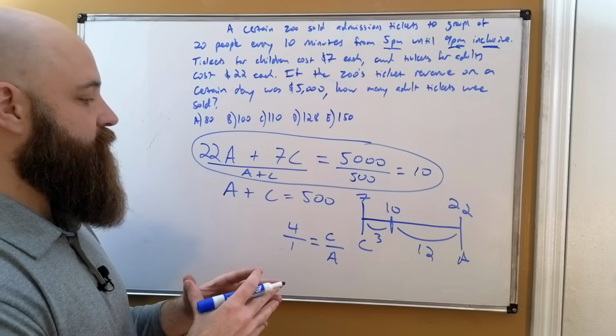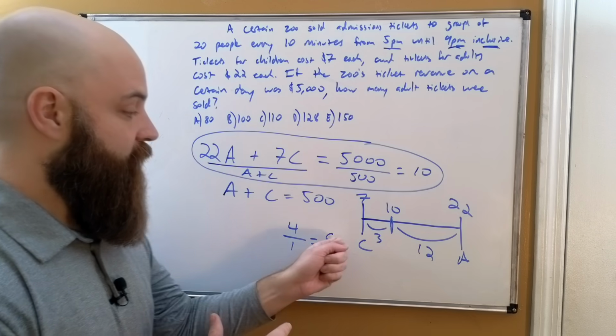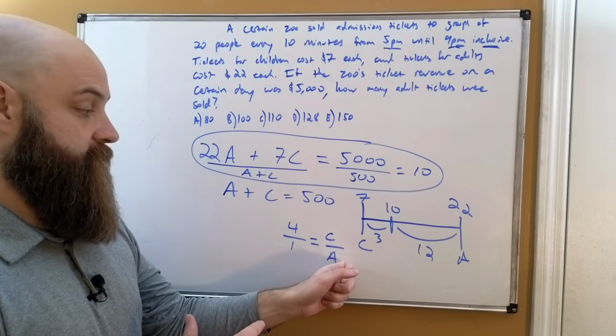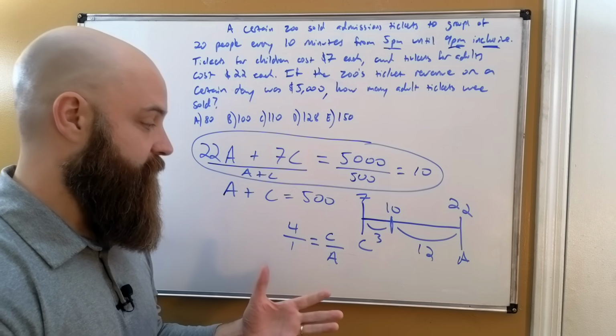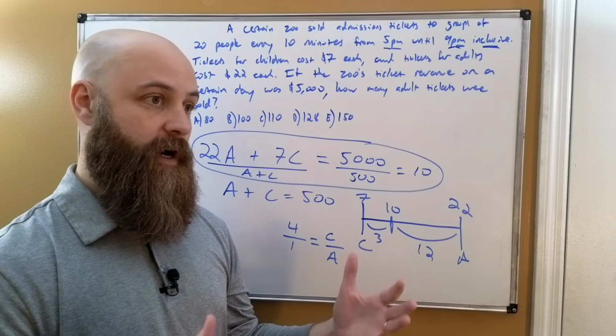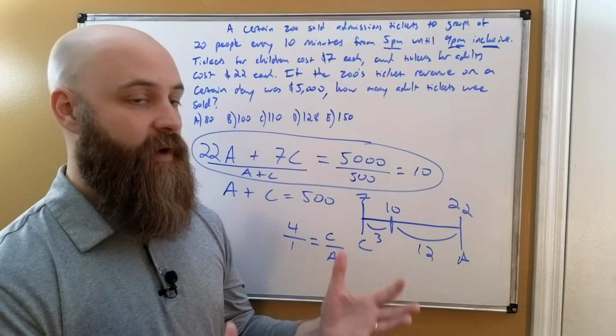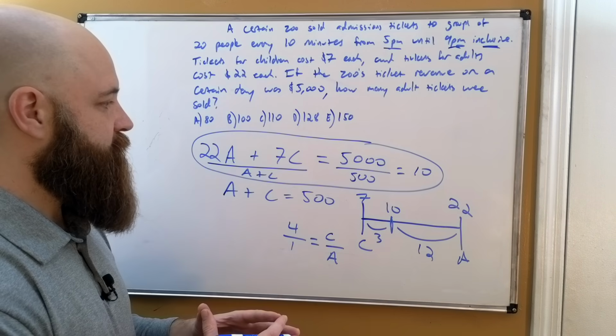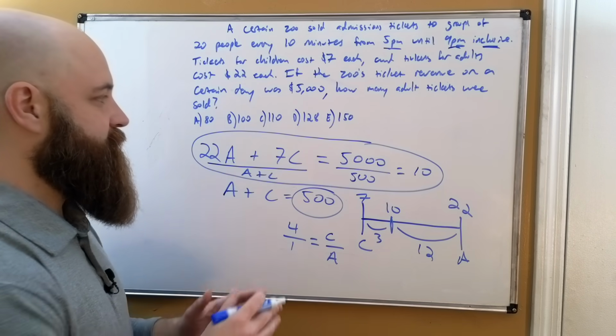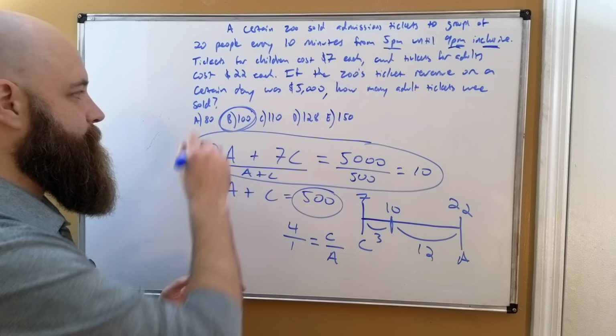How many adult tickets were sold? Okay, well, the ratio of adult tickets to children's tickets is 1 to 4. So adult tickets are 1 out of 5 total, 20%. 20% of 500 tickets is 100 tickets.